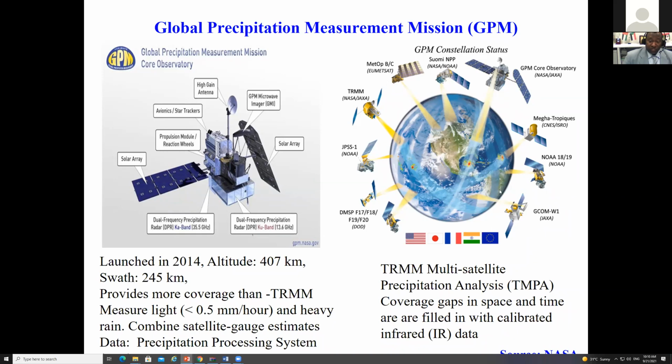So all of the other satellites will send their information to complement the GPM constellation, so that some areas that are not covered by this satellite could be covered by other satellites. And as you have seen here, there are many space agencies such as NASA, JAXA, and so on. All of them participate with their data to complement the estimation of rainfall from satellites.